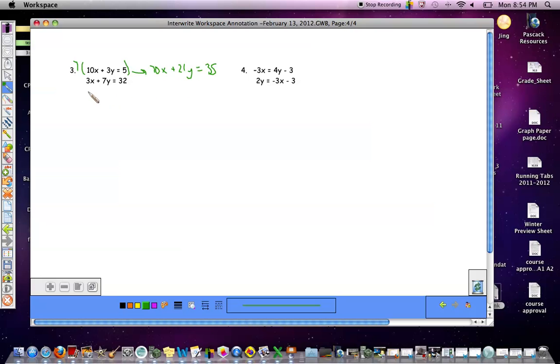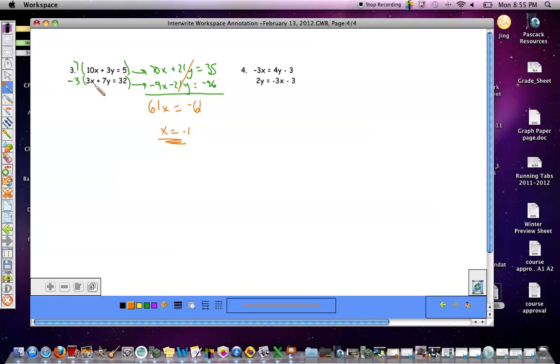Again, notice at the beginning of the problem, it was already set up in standard form for me. Now, if I multiply the top by 7 to cancel the y's, and I get a 21y, I'm going to want to multiply the bottom one by negative 3 to give me a negative 21y. So this gives me minus 9x minus 21y equals negative 96. Okay. Now, when I combine my two equations, again, the positive 21y and negative 21y cancel. 70x minus 9x gives me a 61x equals 35, and negative 96 gives me a negative 61. So x is equal to negative 1.